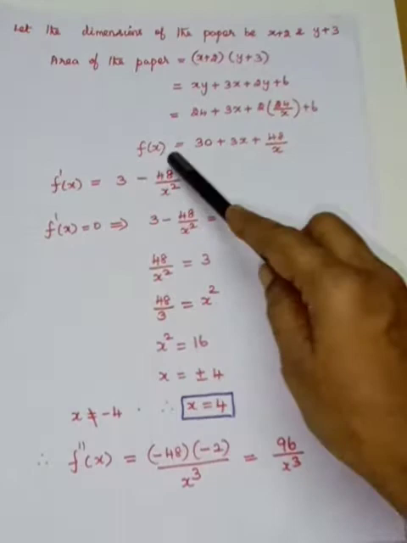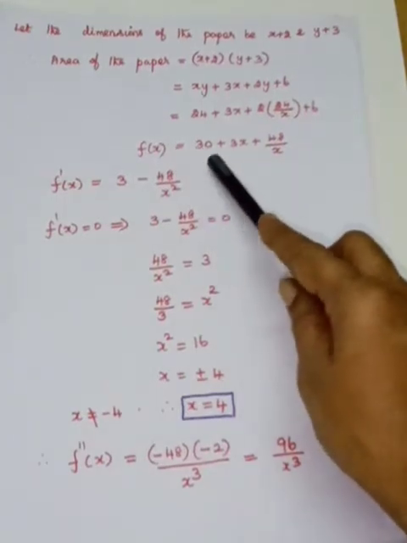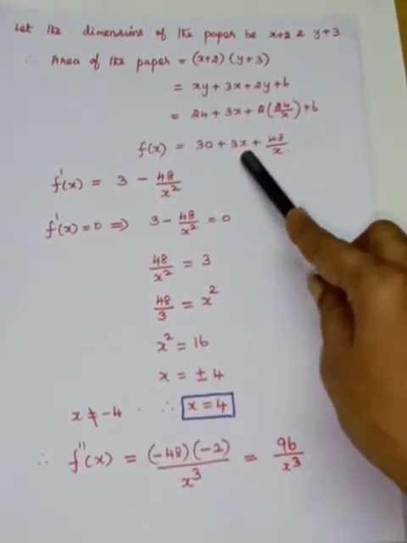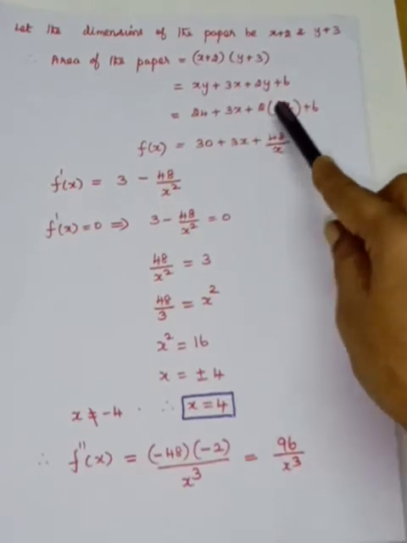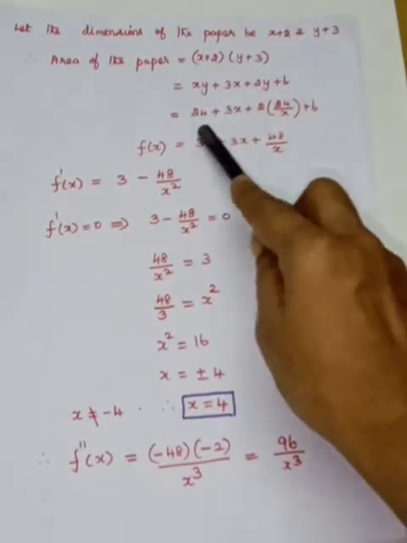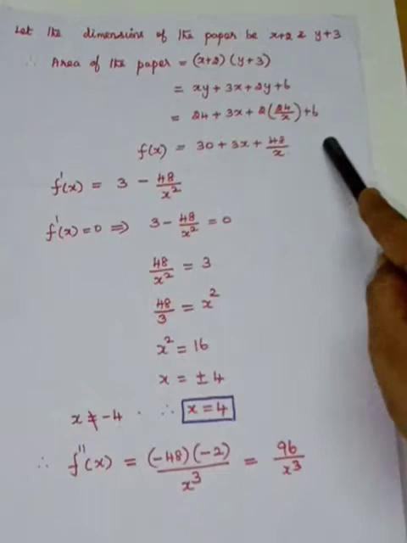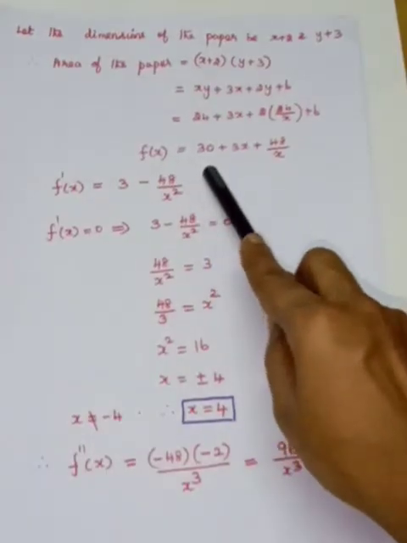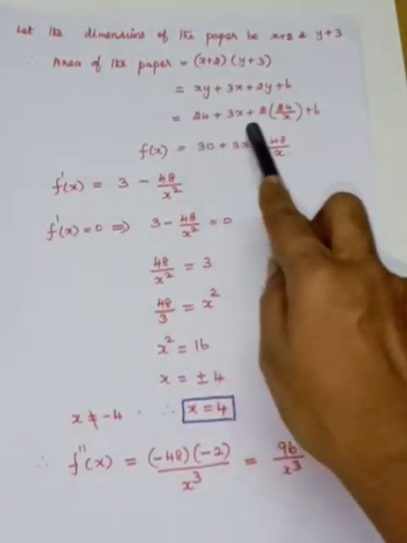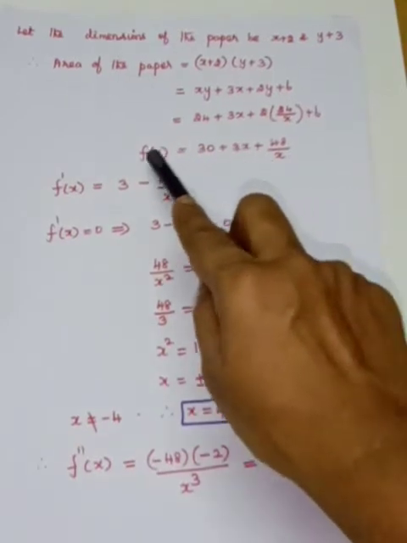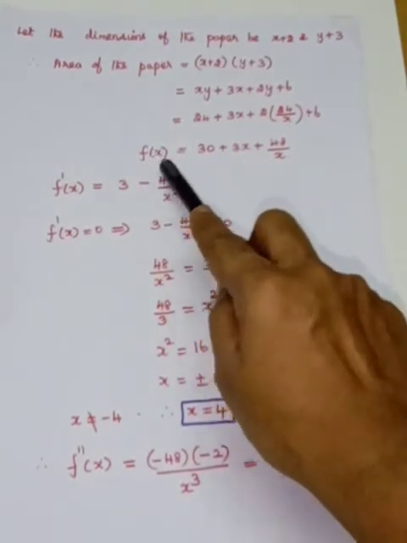So your f of x is equal to, what is it? 30 plus 3x plus 48 by x. How has the 30 come? 24 plus 6 is 30. Okay, ma'am. So we have found everything in terms of x, so it has to be taken as f of x. What is f of x?